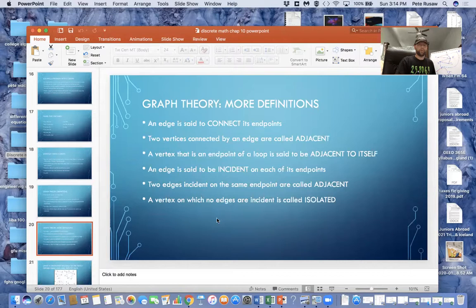A few other definitions. An edge is said to connect its endpoints. Two vertices connected by an edge are called adjacent. A vertex that is an endpoint of a loop is said to be adjacent to itself. An edge is said to be incident on each of its endpoints. Two edges incident on the same endpoint are called adjacent. Adjacent just means right next to. You can have edges right next to each other. You can have vertices right next to each other. And a vertex where there are no incident edges would be isolated, just a dot somewhere out alone.